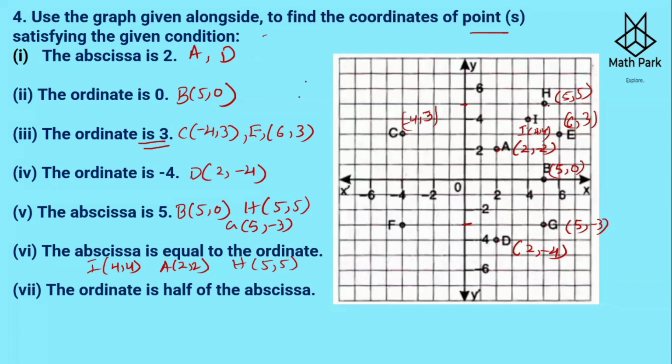H we have written, 5, 5. A we have written, 2, 2. I we have written. That's it. These are the 3 points. In the third quadrant, we don't have any. This is the answer.